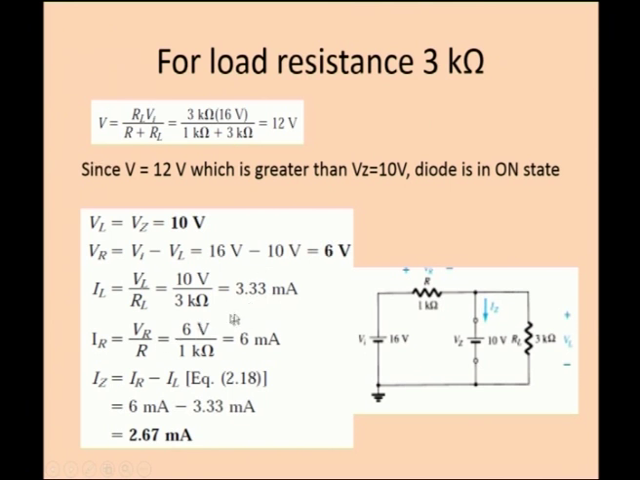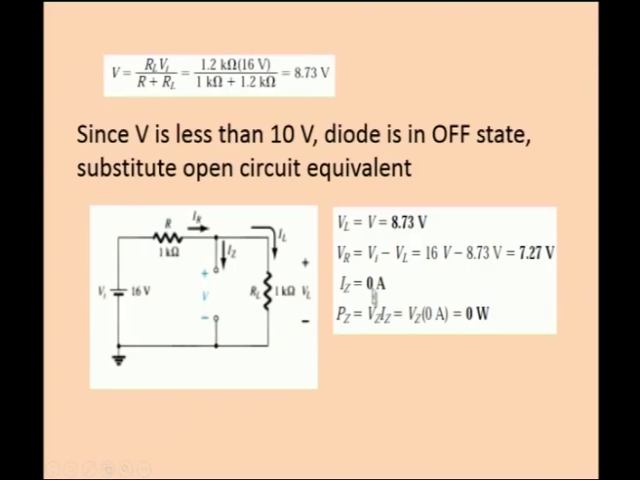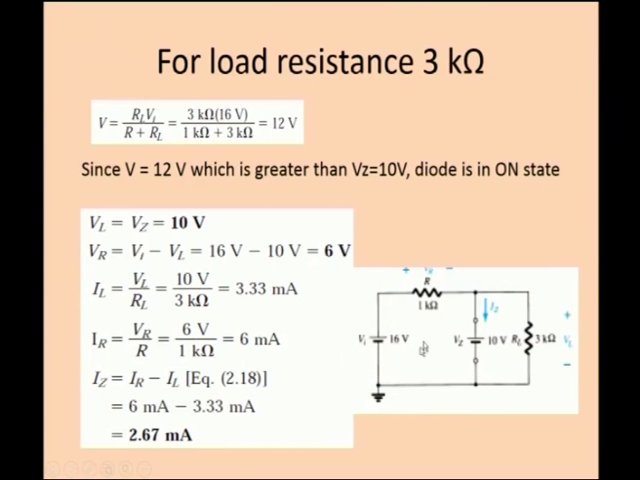So the current flowing through the load is 3.33 milliamps. And what is the current flowing through this resistance R, that is IR? VR divided by R, with VR calculated as 6, gives 6 milliamps. And what is the current flowing through the diode? From Kirchhoff's current law, we know that IR is equal to IZ plus IL. From that equation, IZ is IR minus IL, so it is calculated as 2.67 milliamps. Previously it was 0 because it was an open circuit, now it is 2.67 milliamps.